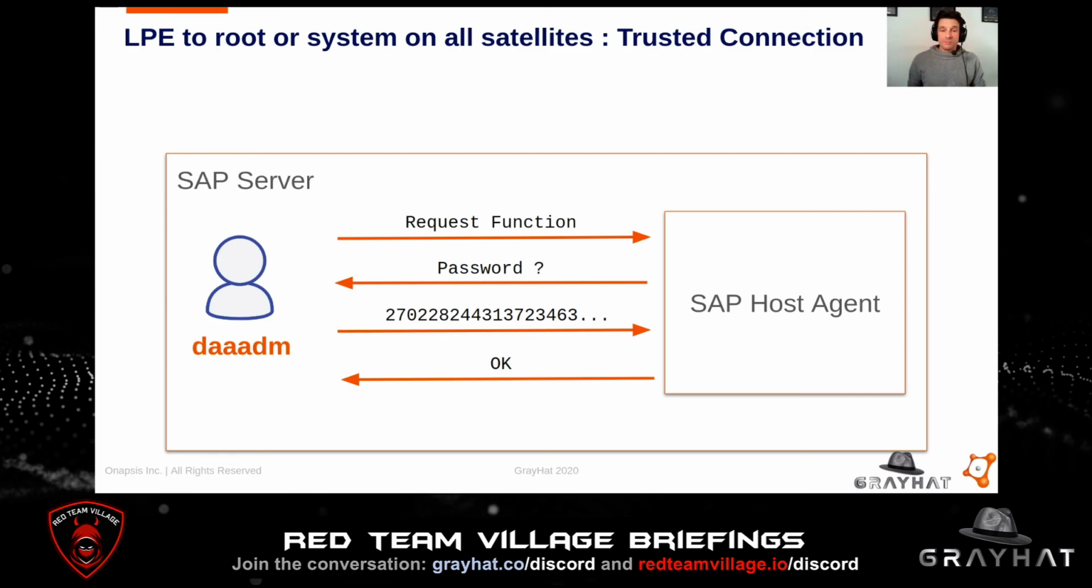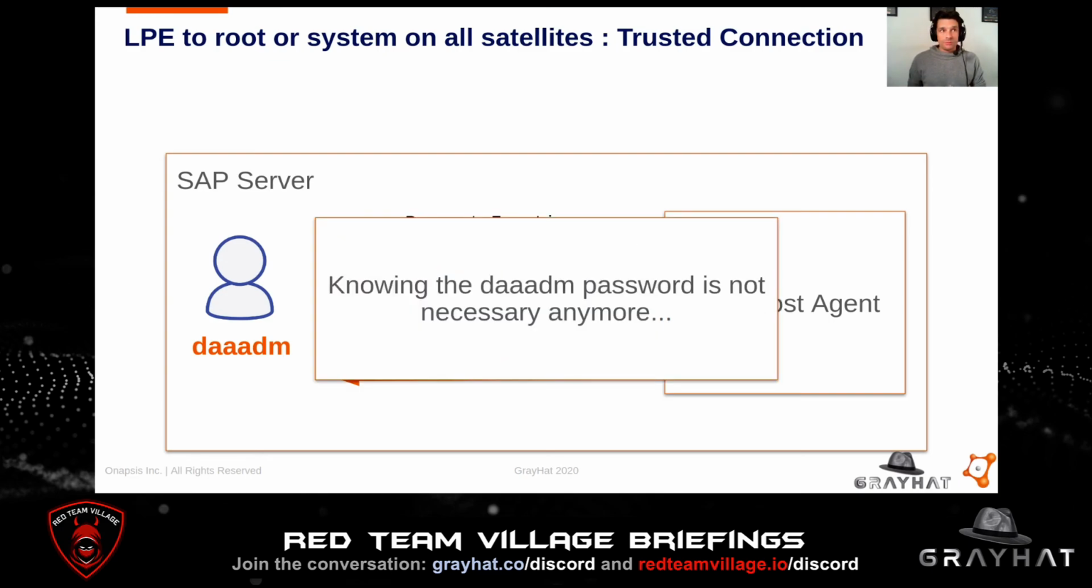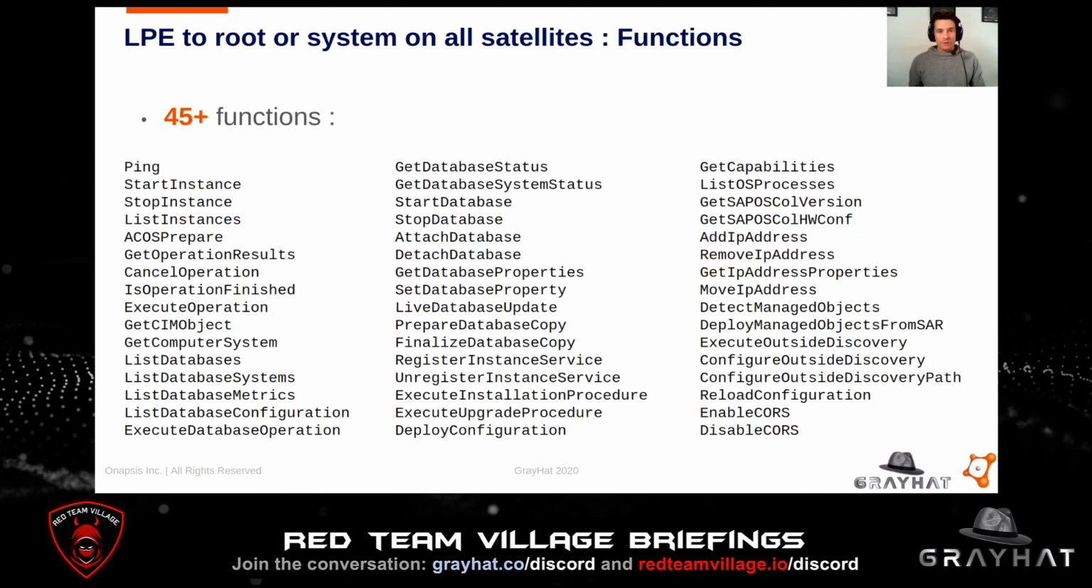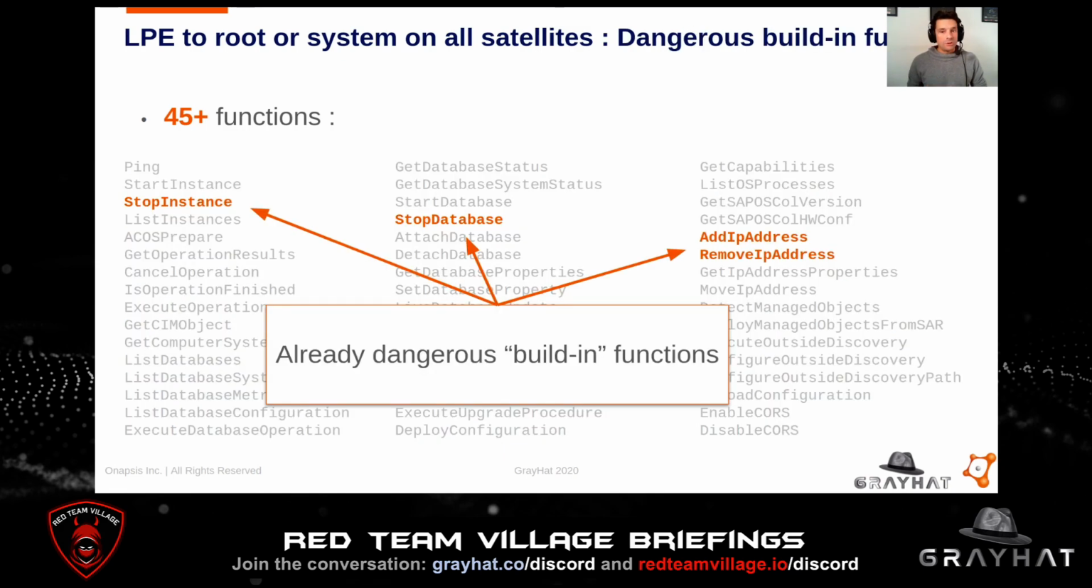But it means what? It means now, without providing any password, you can call a Subpost agent function. So now from the SMD agent, you can communicate and do something on the Subpost agent. When we speak about calling functions, we speak about calling all these functions. There are a lot of functions. They are already very dangerous functions. Like you can stop the instances, stop the database, change the IP address. Don't do that at home. We tested it, and it's not good for the system.